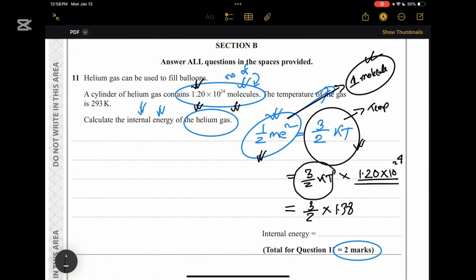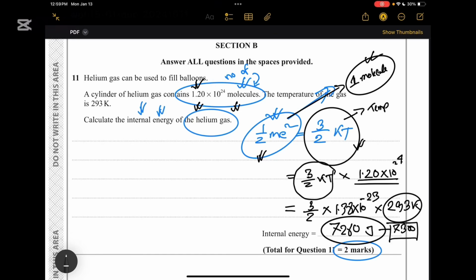1.38 into 10 to the power minus 23 into 293 Kelvin. This is the temperature T. The overall value comes as 7280 joule. You can also write it down as 7300 joule. So basically this is our correct answer. So we are done with it.